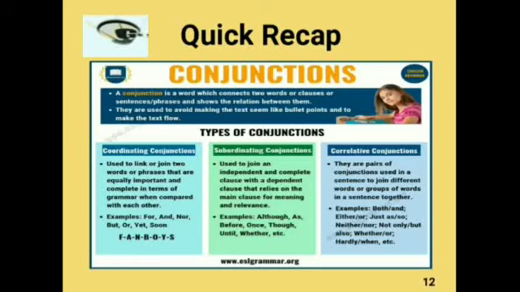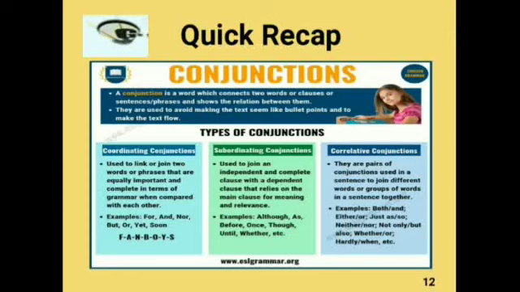For example, for, and, nor, but, or, yet, so, etc. We had made an acronym out of these words. That was FANBOYS. Moving on to the second type of conjunction, subordinating conjunction. They are used to join an independent and complete clause with a dependent clause that relies on the main clause for meaning and relevance. For example, although, as, before, once, though, until, whether, etc.